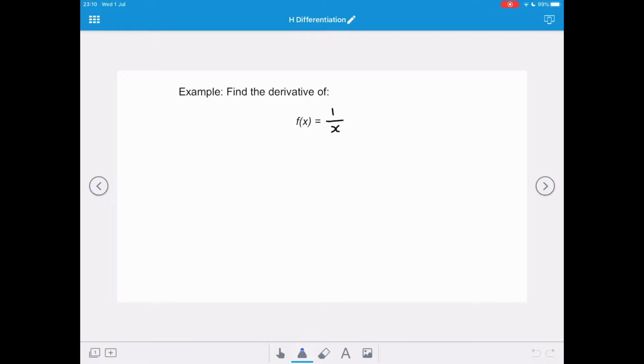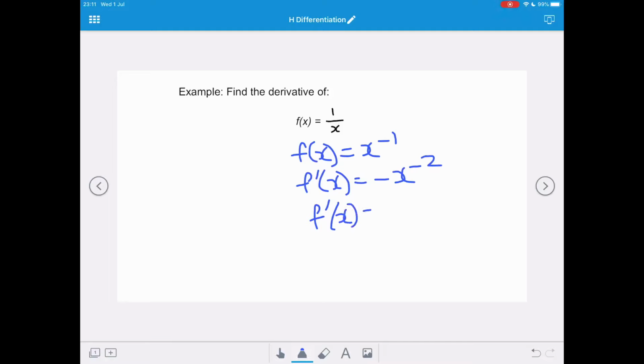In this example, we want to find the derivative of 1 over x. And we need to remember that we need to express it in terms of x to the power of n. So f of x is going to equal x to the power of negative 1, because by moving it to the numerator, we have to make our power of 1 negative. So f dash x is going to equal negative 1 multiplied by x to the negative 2. And then we can make that into a positive index by moving it to the denominator. So f dash x is going to equal negative 1 over x squared.